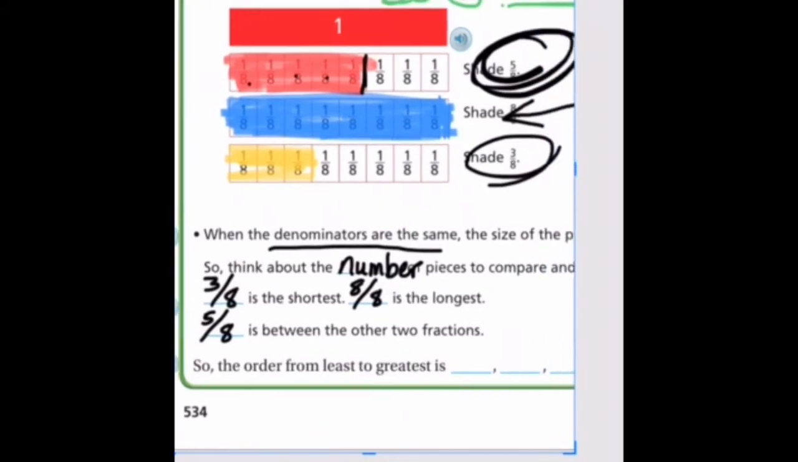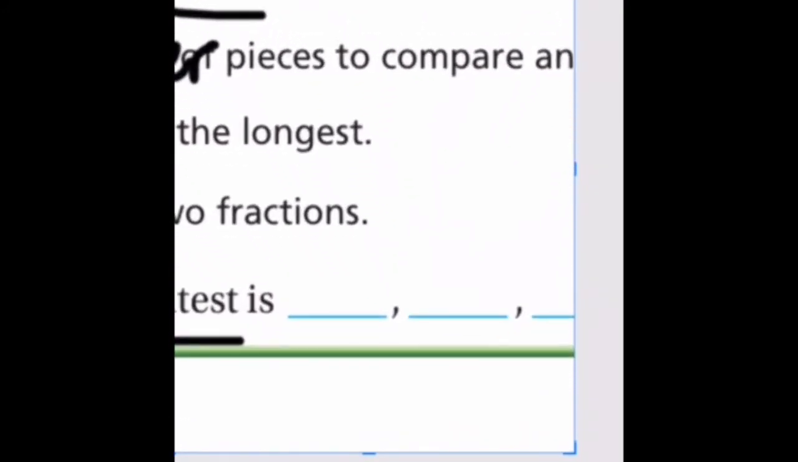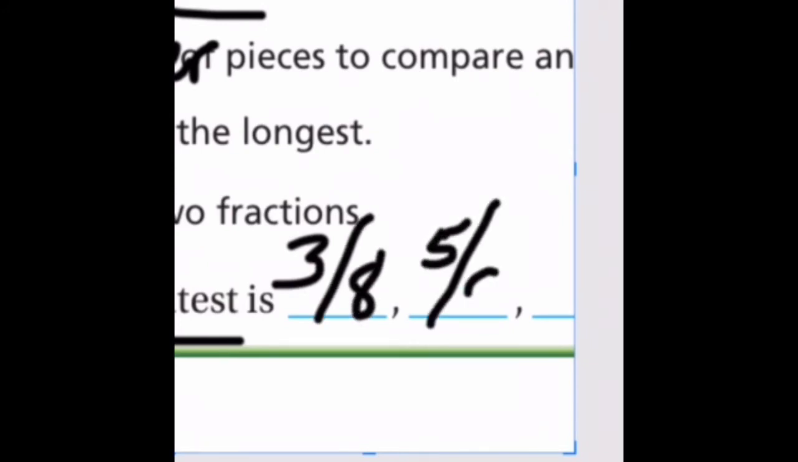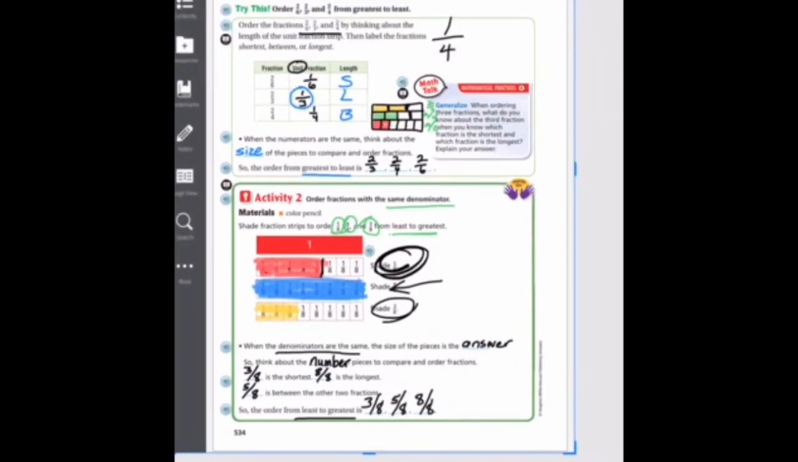All right. So the order from least to greatest then is 3/8, 5/8, and then our biggest or greatest is 8/8. All right. That's all I have. Again, the fraction strips for me work best. But if you have another strategy that really works, you can go ahead and use that.